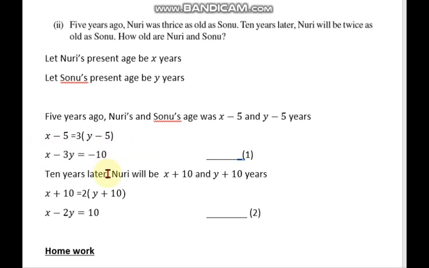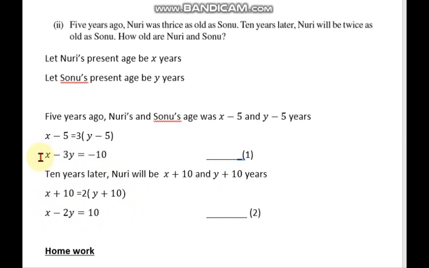Now the other information we have is that 10 years later, Nuri will be twice as old as Sonu. So 10 years later, Nuri will be x plus 10 because their present ages are x and y. So 10 years later, it will be x plus 10 and y plus 10. So we will have x plus 10 equals 2 times (y plus 10). Converting it into standard form, we get x minus 2y equals 10.